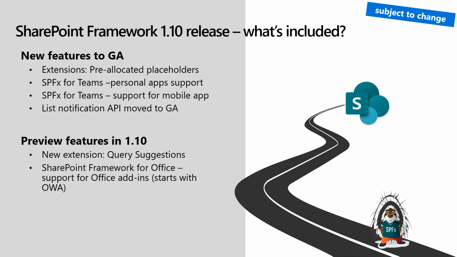List notification API moved to GA. So this means that the web part can subscribe to events in lists and libraries. And then when an event happens, it can dynamically change its status, which means that even if you leave the screen open or a portal front page open, it can actually modify itself based on new items at the list level. So really cool capability as well.